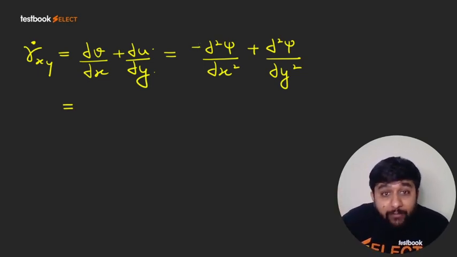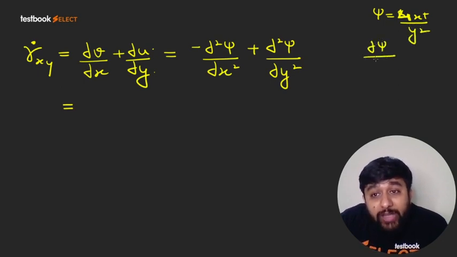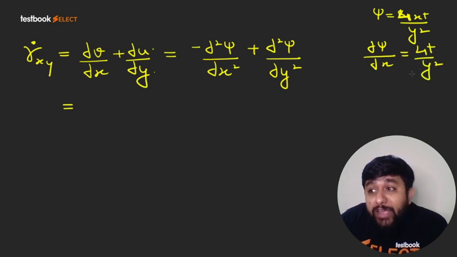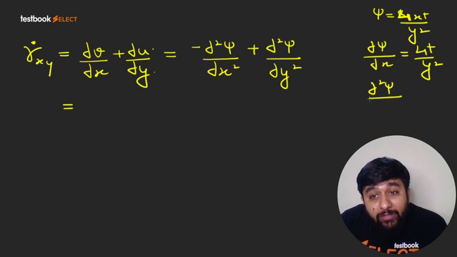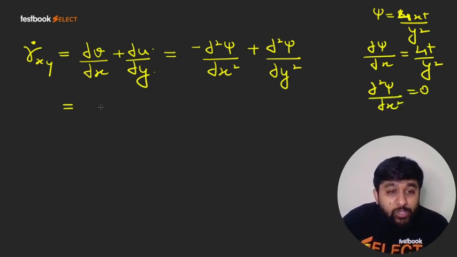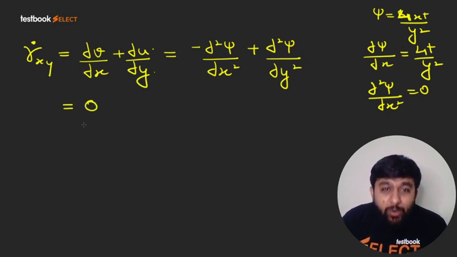Now what we have, del square psi by del x square. Please check, psi is equal to 4xt by y square. If I do one derivative, del psi by del x, it will be 4t by y square because y and time will be treated as constant. If I differentiate again, there is no x, so this derivative will become 0. So minus del square psi by del x square is nothing but 0. Del v by del x is nothing but 0.